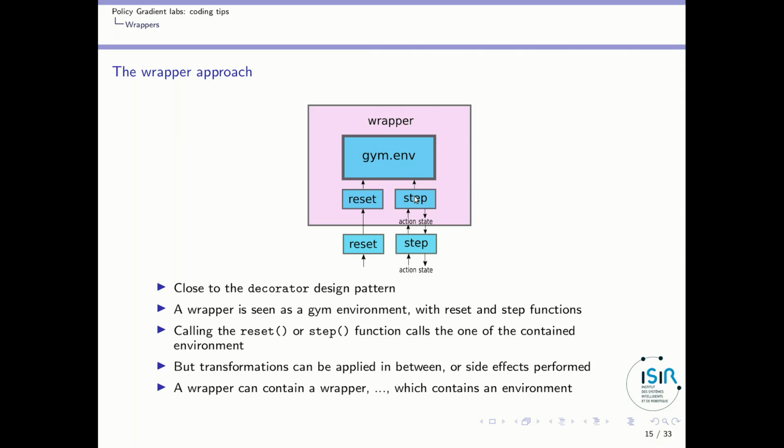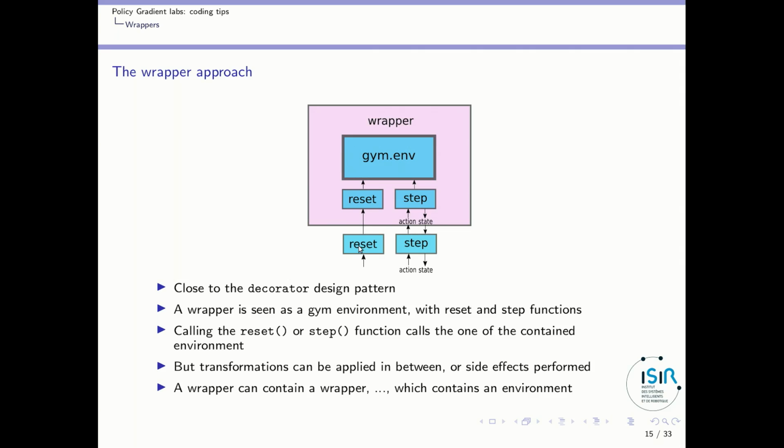So what's a wrapper? In fact, it's a class which is around this environment and which is also an environment. This is very similar to the decorator design pattern, for those of you who know about software engineering. The idea is that a wrapper environment is an environment which contains an environment and which behaves as an environment. And the interesting part is that you will use the wrapper as an environment, so you will also call reset and call the step function, giving a state and getting an action. So the arrows are on the wrong side. Sorry.